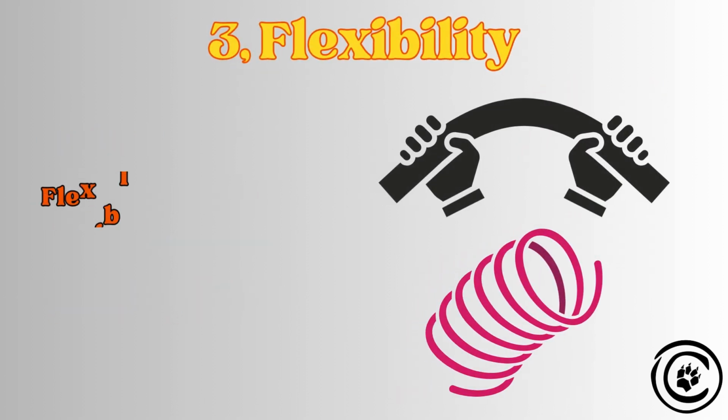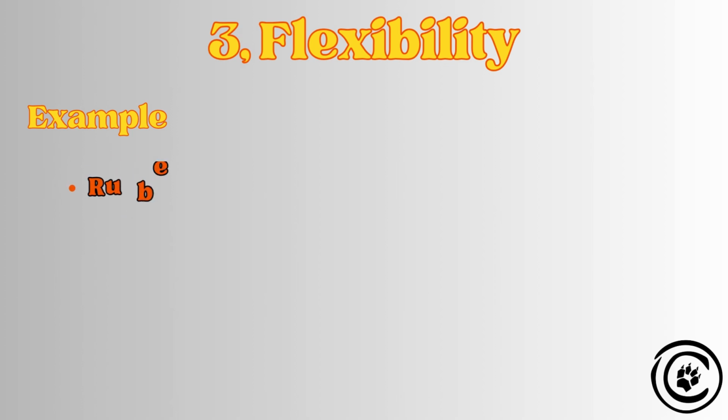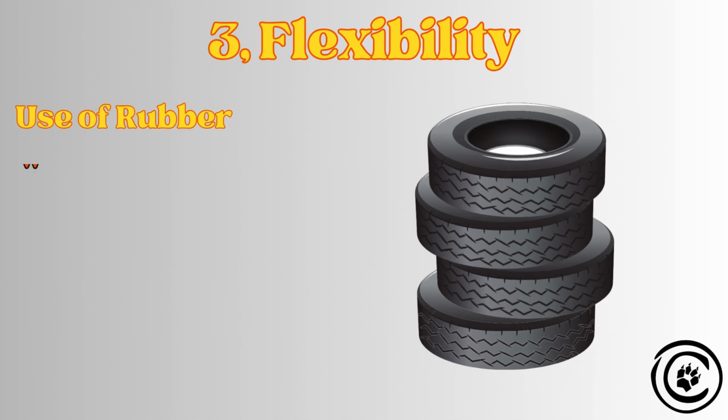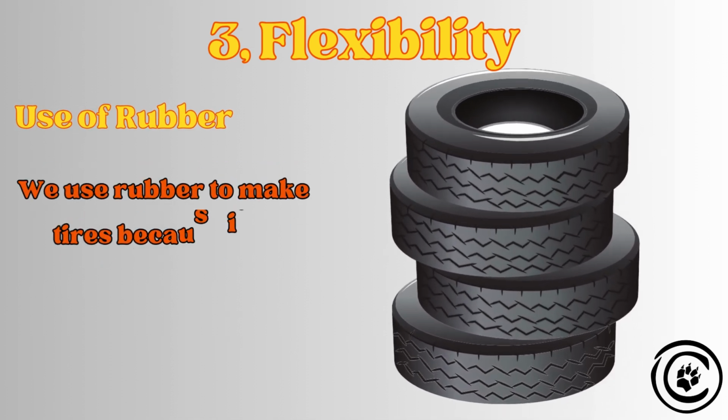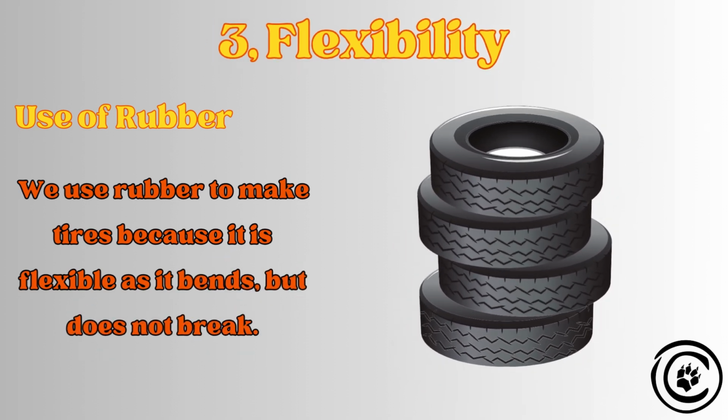3. Flexibility. Flexible materials can bend without breaking. Examples are rubber, plastic, and fabric. We use rubber to make tires because it is flexible as it bends but does not break.